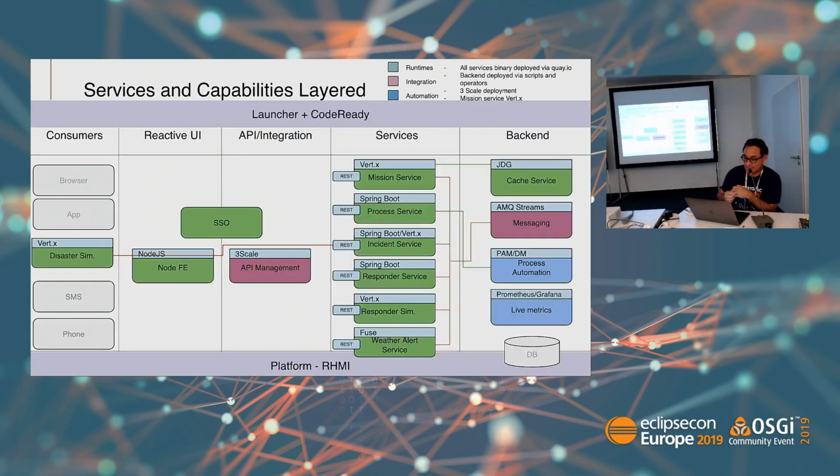I already mentioned the missions. And this is a higher level picture of how the flow works, like a high level architecture here. There's a disaster simulator that we'll see in a minute, which is based on Vert.x. There's a Node.js front end, which you'll see on your phones. There's SSO, which is single sign-on. There is an API management component that is basically managing all the APIs, and all these services, as you can see, use different runtimes: Vert.x, Spring Boot, and Fuse is an integration capability that is being used for the weather alert service. Now the back end, we're using Data Grid, which is in-memory data grid, AMQ Streams, which is Kafka. We're using process automation and Prometheus and Grafana for the metrics.